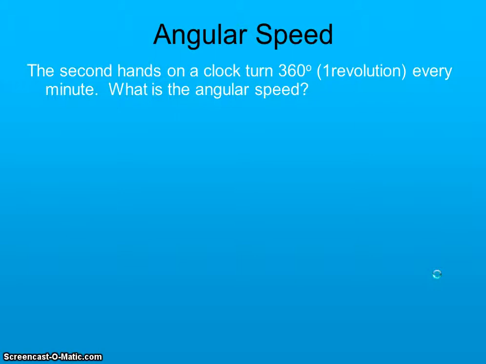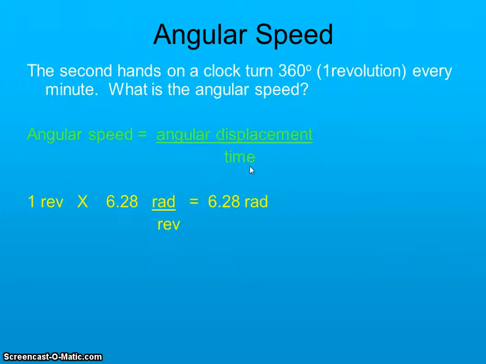Okay, so let's take a look at how we would do a problem. The second hand on a clock turns 360 degrees. 360 degrees means one full circle or one revolution, and it does that every minute. So we want to know, what is the angular speed on a clock? Well, we know the equation for angular speed. It's going to be angular displacement divided by time.